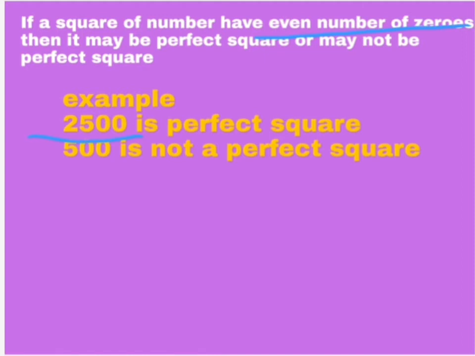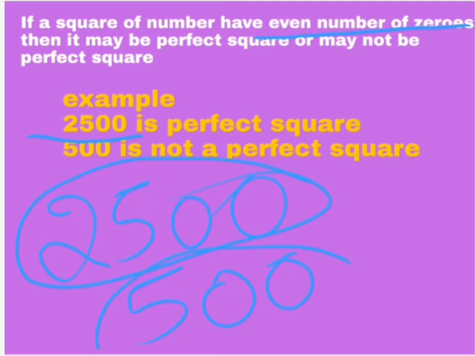2500, this 2500 is a perfect square number. But 500 is not a perfect square number. In 2500 also you have 2 zeros, an even number of zeros. In 500 also you have an even number of zeros, isn't it? So it may be a perfect square number or it may not be a perfect square number. That thing you have to keep in your mind.